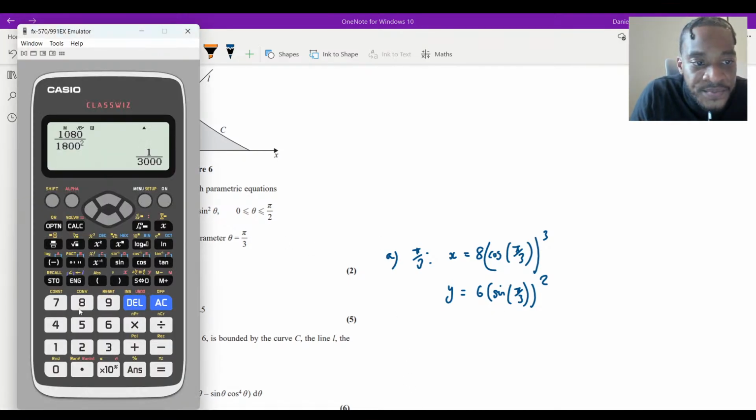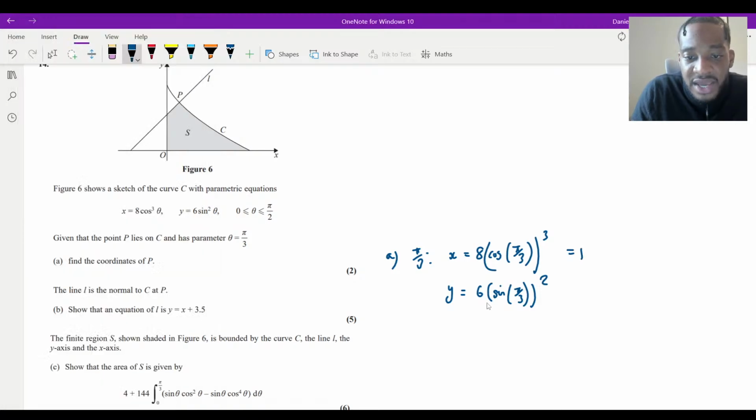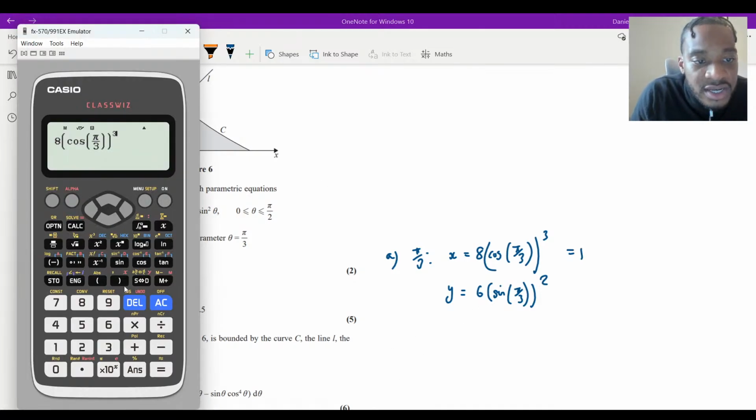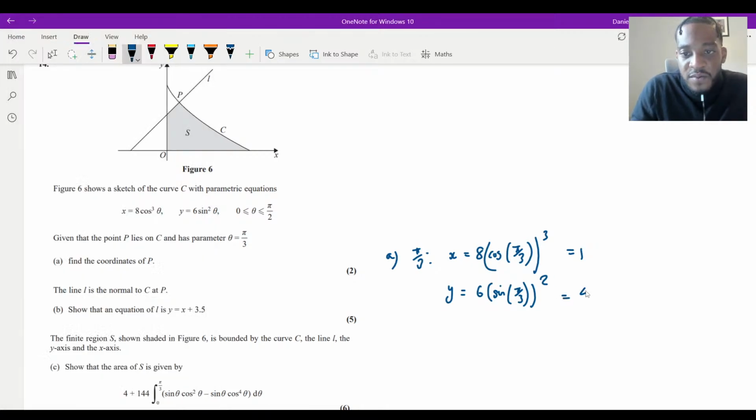Am I in radians? Yeah, I am. That's good. So 8, cosine pi over 3, all cubed, and that gives me 1. So x is 1 at P. For y, I'm going to change that to a 2, change this to a sine, and change that to a 6. That gives me 9 over 2, or 4.5. So therefore the point P is (1, 4.5). Happy with that? Makes sense?